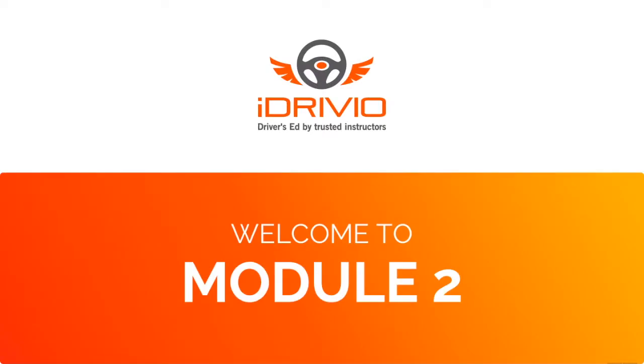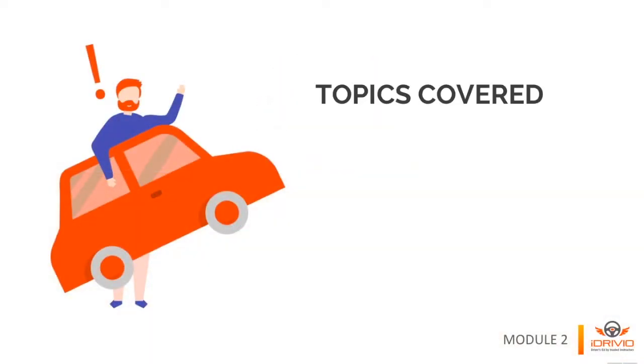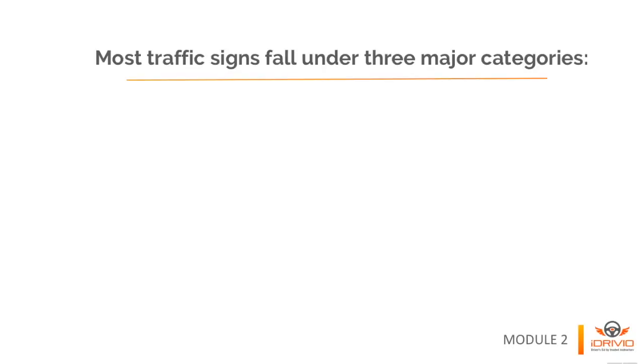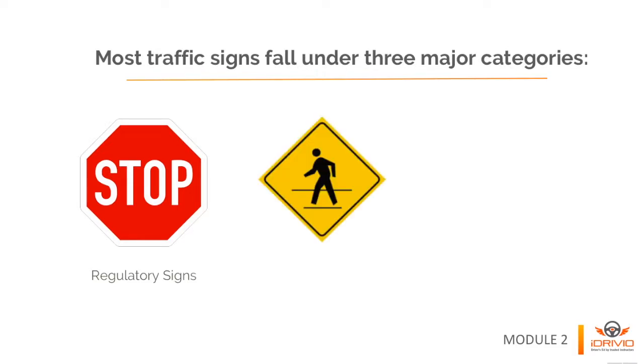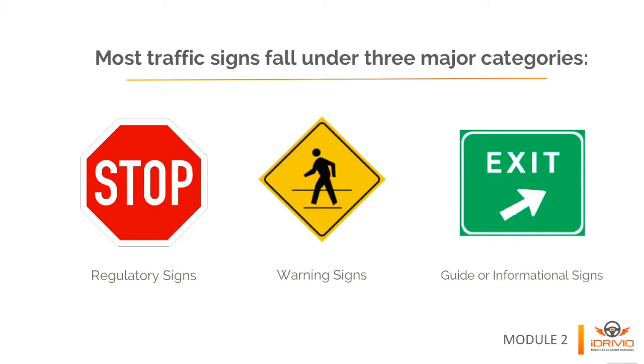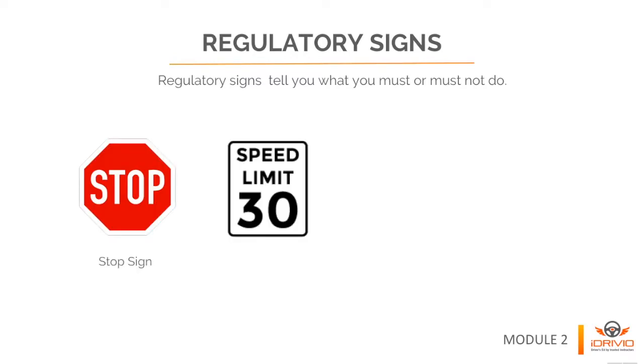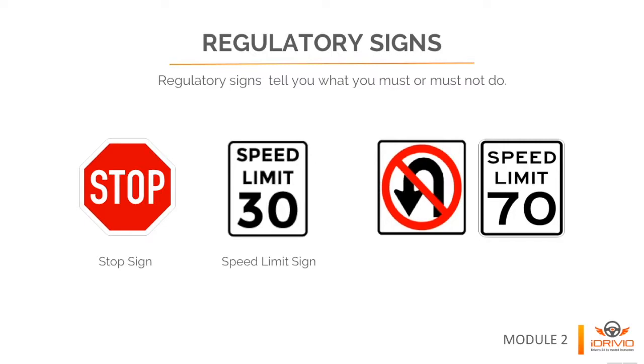Welcome to Module 2. In this module, you will learn about signs, signals, and pavement markings. We will start with signs. Most traffic signs belong to one of three categories. First are regulatory signs. Second are warning signs. Third are informational signs. Regulatory signs tell you what you must or must not do. They may be red and white, black and white, or red, black, and white.